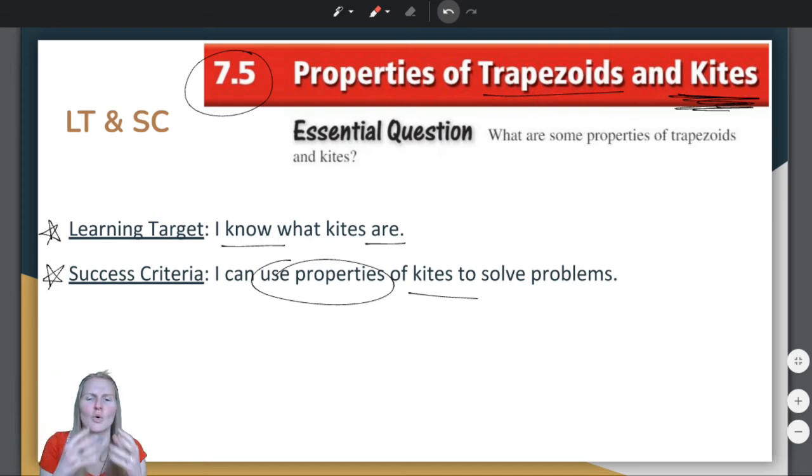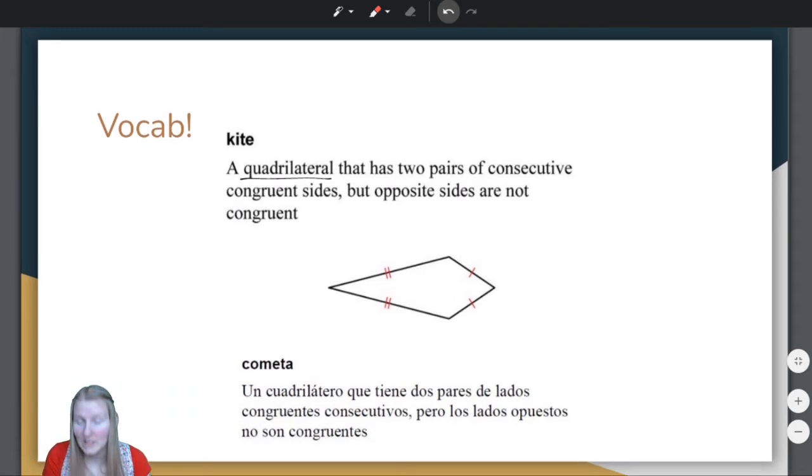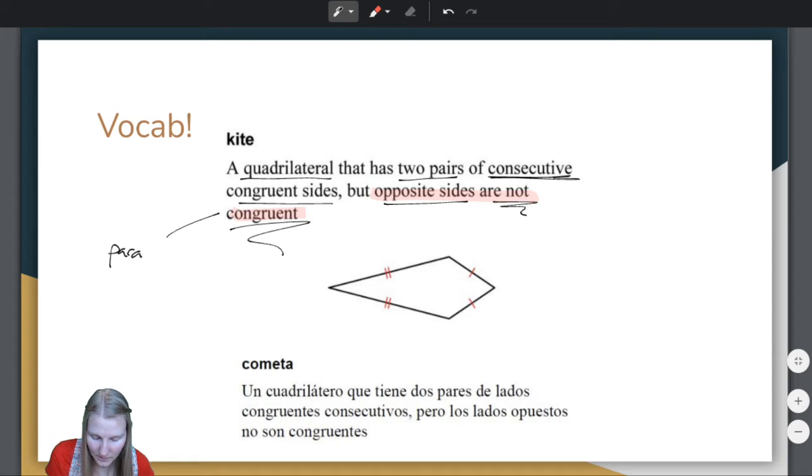So what are kites? What are their properties? How can we use them? Let's jump right in to what is a kite. A kite is a very interesting quadrilateral. All the shapes that we've talked about from 7.2 through 7.5 have been quadrilaterals, four-sided shapes. So a kite is a special type of quadrilateral that has two pairs of consecutive congruent sides, but opposite sides are not congruent. Remember, if opposite sides were congruent, we would have a parallelogram. A kite is not a parallelogram, so we cannot have opposite sides congruent. Opposite sides are not congruent because this would give us a parallelogram. And we don't want a parallelogram, we want a kite.